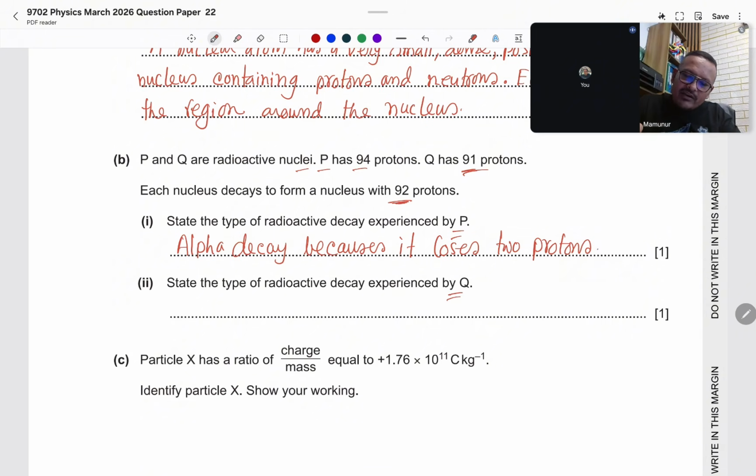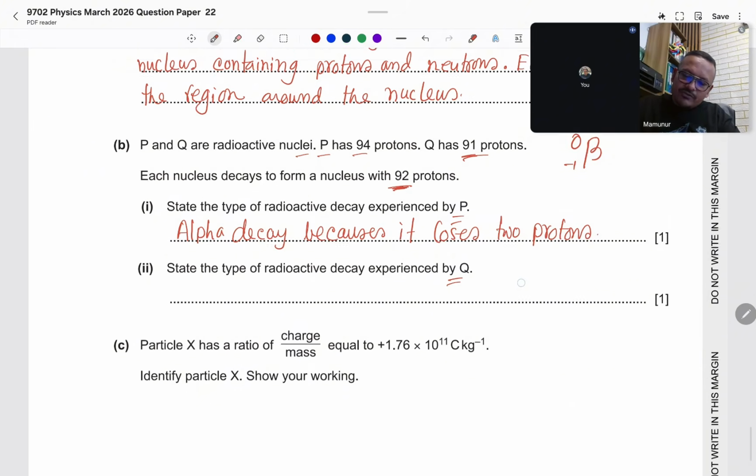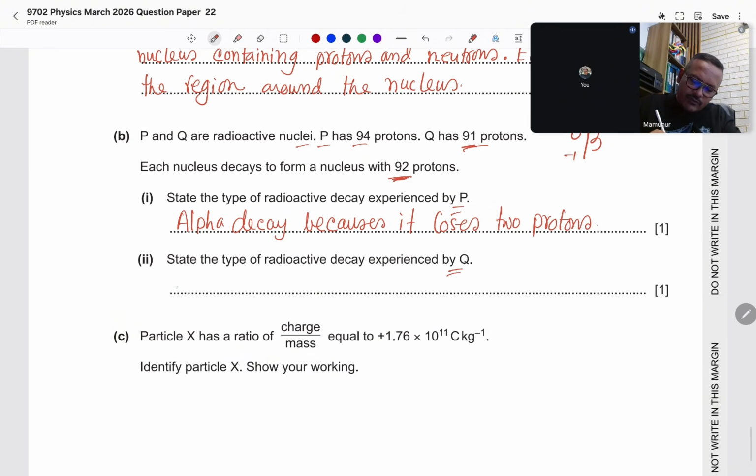Q has 91 protons and becomes 92 protons, so it gains one proton. So definitely it's beta decay. Beta decay means the atomic number increases by one. So next we can write beta decay because it gains one proton.